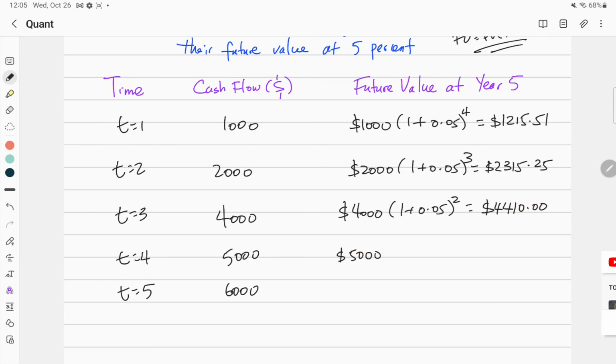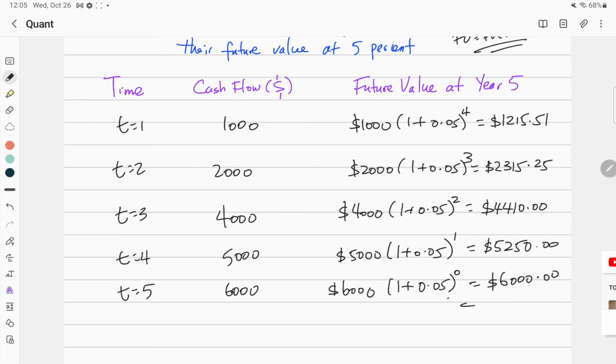We're going to do the same with 5,000 times (1 plus 0.05) raised to 1, and this is going to give us 5,250. And the last one, this is occurring at the end of the 5th year, and no interest will be calculated on this one. So the value of this is just 1 times 6,000, which is 6,000. And when we sum these amounts, we're going to find $19,190.76.